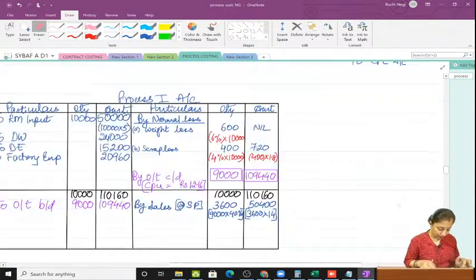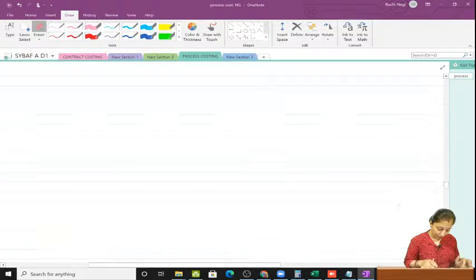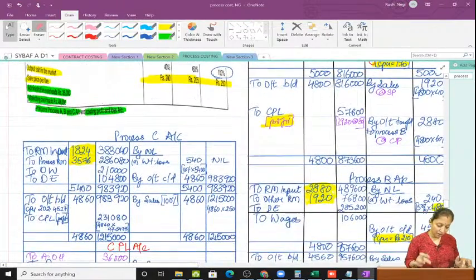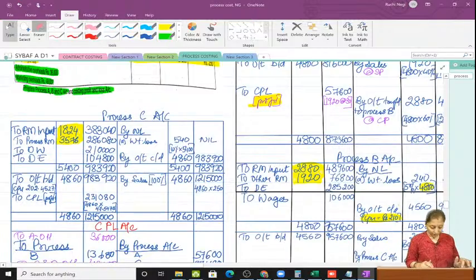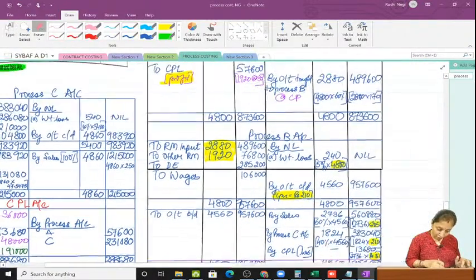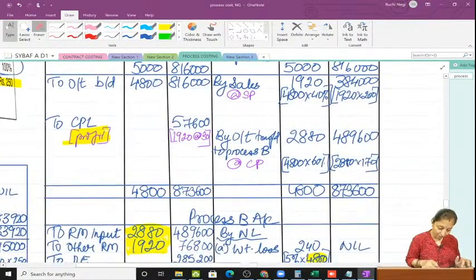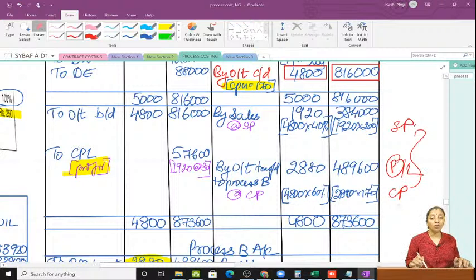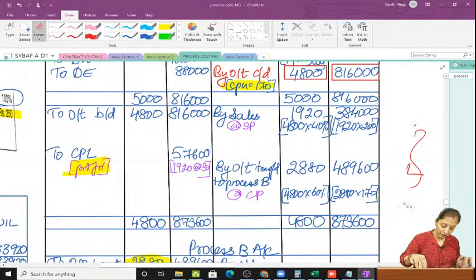This is one part. Then in the other part you have a process account where output is partly sold and partly transferred. When such cases arise, what do you have to do? The part that is sold, you value at selling price. What is transferred to the next process, you value at cost price. And the difference between the two, whether profit or loss, you transfer to costing P&L account.